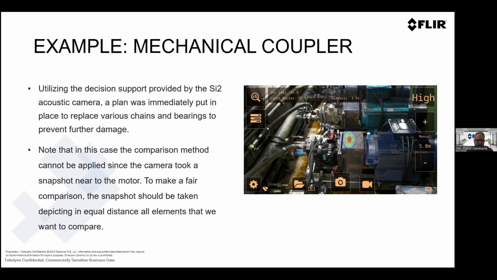Note that in this case, the comparison method cannot be applied since the camera took a snapshot near the motor. To make a fair comparison, the snapshot should be taken depicting at equal distance all the elements that we want to compare. So yes, always take into account distance and angles when you want to compare similar elements, okay?